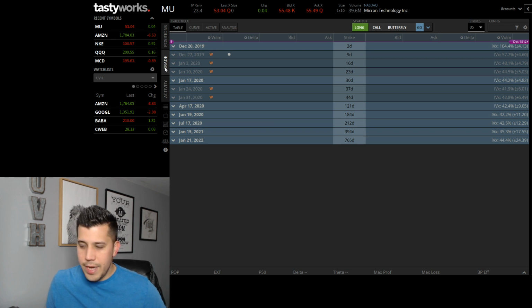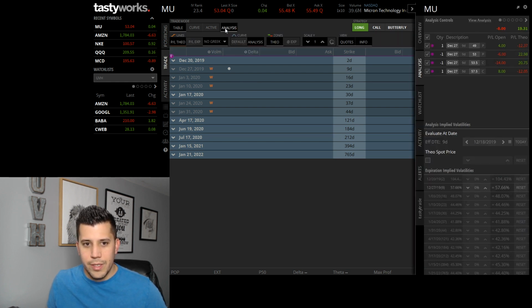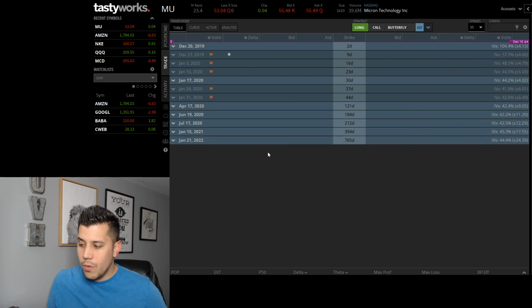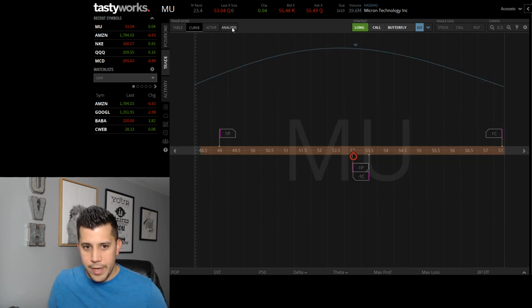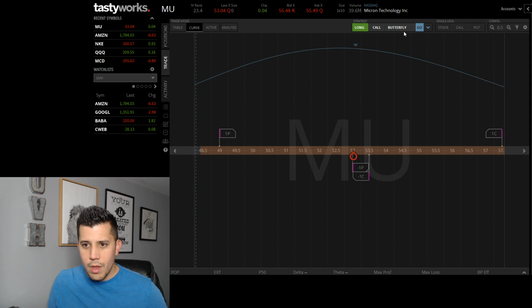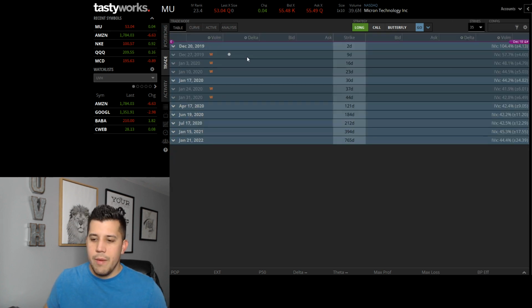So we're going to get into the analysis mode here. You have to be on the trade tab, and as you can see here, we have table, curve, active, and analysis. Now, if you're on table and you hit analysis, you're like, what in the world does this do? This slid out, this came down, you don't know what's going on. For analysis to really work, you have to be on the curve page and then select analysis.